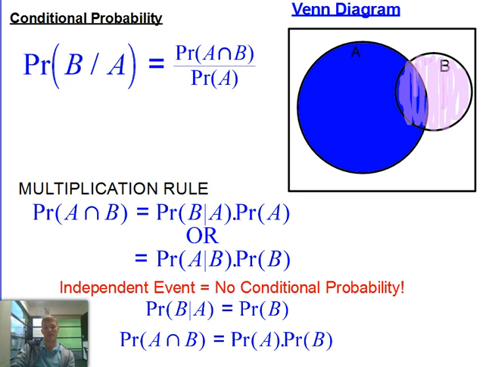So how does that affect our multiplication rule? Well, the intersect is now just the probability of A times the probability of B by itself. There's no conditional probability anymore. So that's another important definition, and the situation of how it will change for independent events.